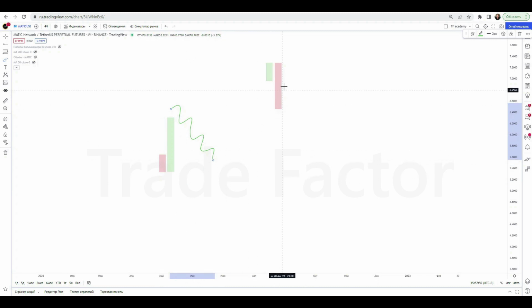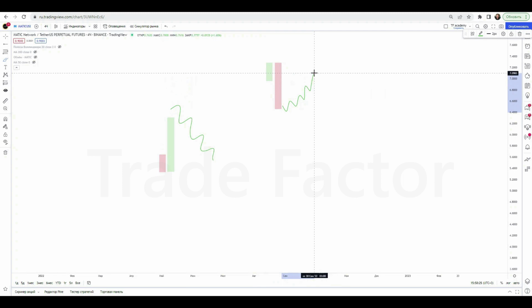The same situation is here. The order block is formed, then there is an impulsive movement and we understand that the price plans to move down. Then we have a correction to the order block, and after it moves down.